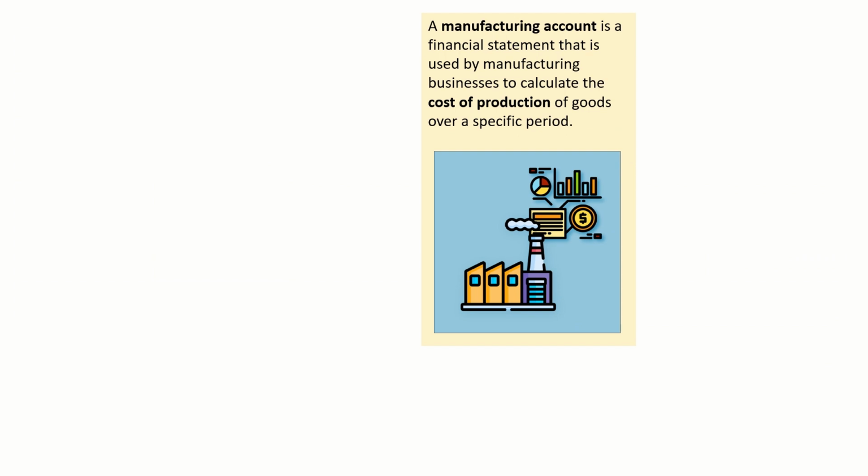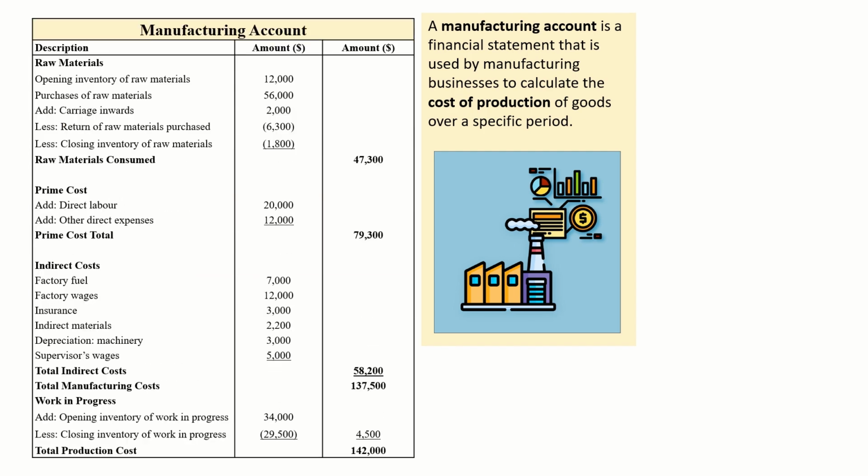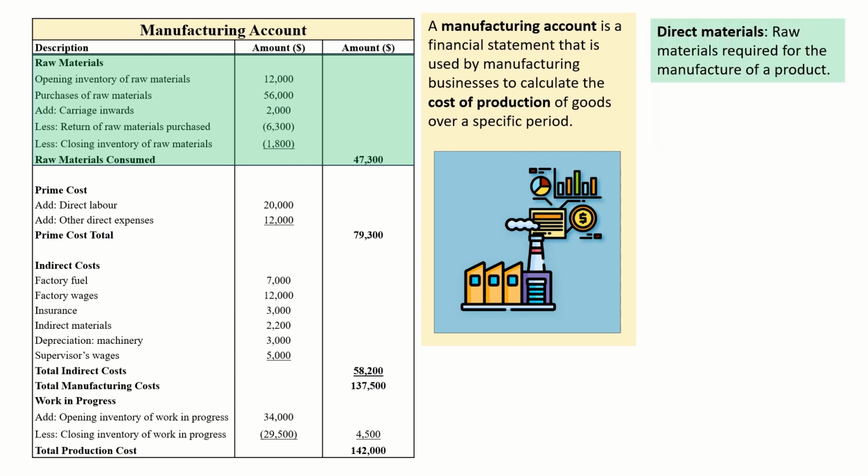A manufacturing account is a financial statement that is used by manufacturing businesses to calculate cost of production of goods over a specific period. This is a sample of a manufacturing account, and you can see the first section, the raw materials consumed, raw materials required for manufacturing a product.